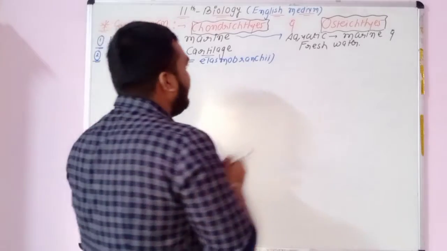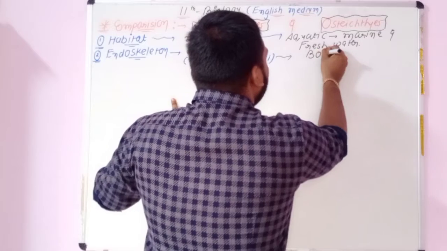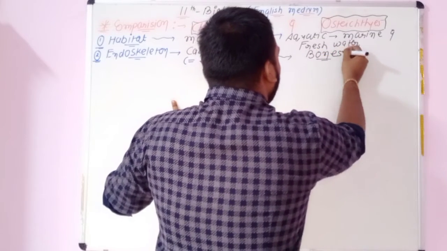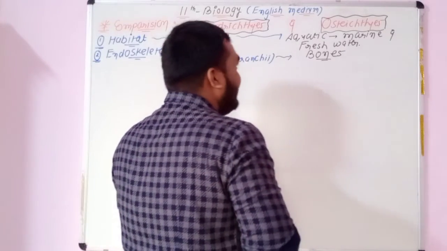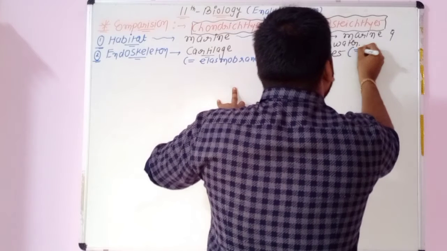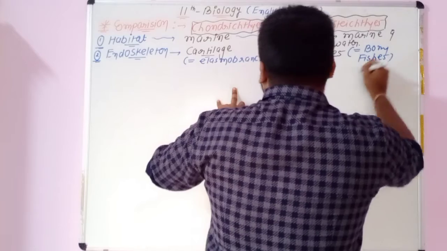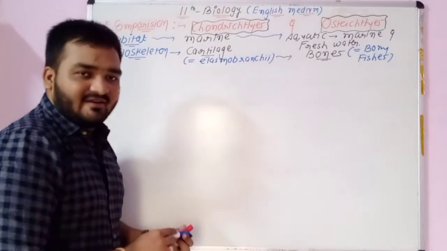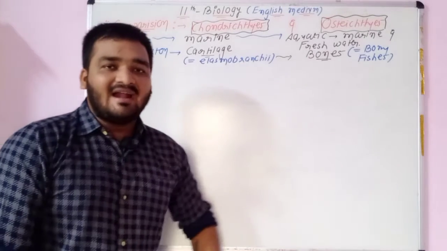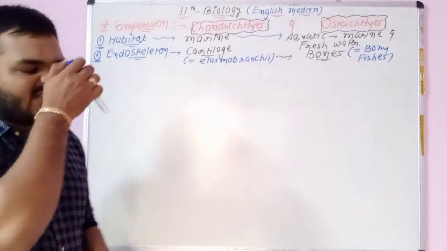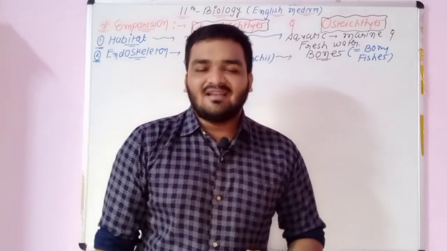While if we talk about the Osteichthyes, the endoskeleton of Osteichthyes is made up of bones. 100% bones are there. That's why they are known as bony fishes. So the second character is about the endoskeleton. In Chondrichthyes the endoskeleton is made up of cartilage, that's why they are known as elasmobranchii, while in the case of Osteichthyes, the endoskeleton is made up of what?